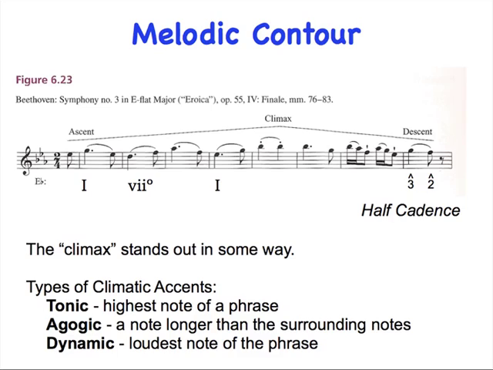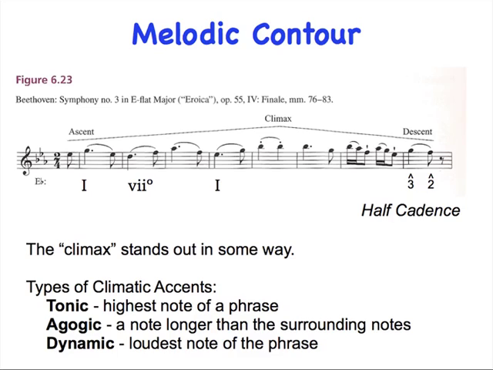Melodic contour has to do with the arch of the melody in the phrase. It usually builds up to some high point and then comes back down, or sometimes the phrase will go down and then come back up. But usually there's some kind of arch with a climax, and the climax will stand out in some way. It can either be a tonic climax or pitch climax, where the climactic note is the highest note in the phrase or the lowest note in the phrase, but somehow it stands out melodically.